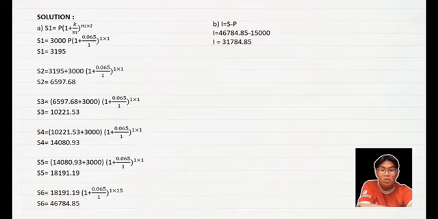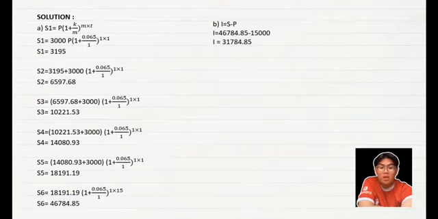Second year: (3195 + 3000)(1 + 0.065/1)^(1×1). So we will get the answer for S2 is 6597.68 ringgit Malaysia. Third year: (6597.68 + 3000)(1 + 0.065/1)^(1×1), and then we will get the answer for S3 is 10221.53 ringgit Malaysia.